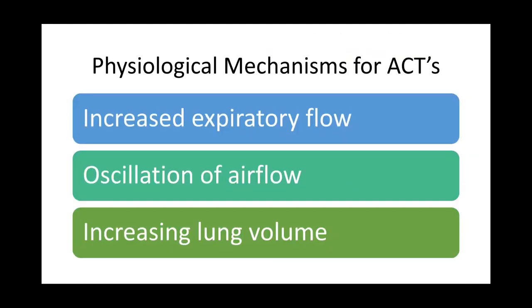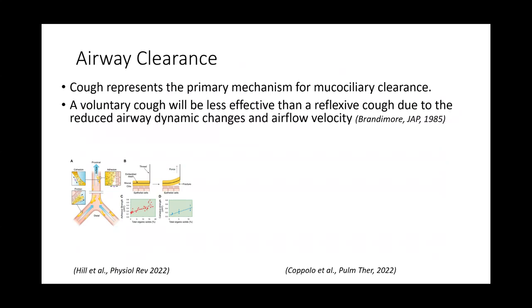So to put it in a bit of a simplified format, the physiological mechanisms for airway clearance in this are increasing the expiratory flow, oscillations within the airway, and increasing our lung volumes. Now, whilst we can enhance secretion movement, it's still important to bear in mind that cough is the primary mechanism of mucociliary clearance. And it's also important to note that a voluntary cough will be less effective, and we often ask our patients to take a voluntary cough.